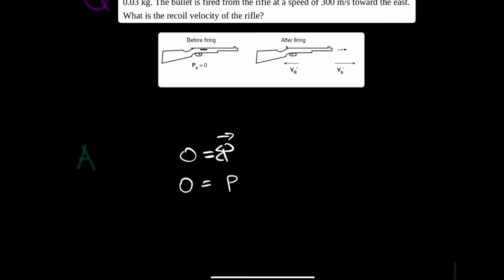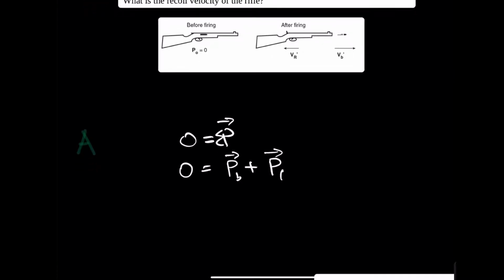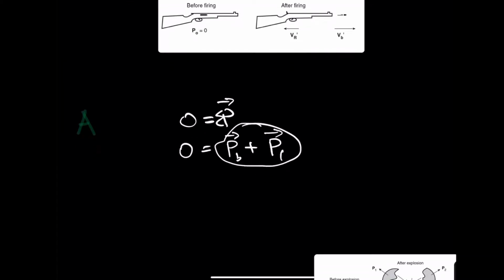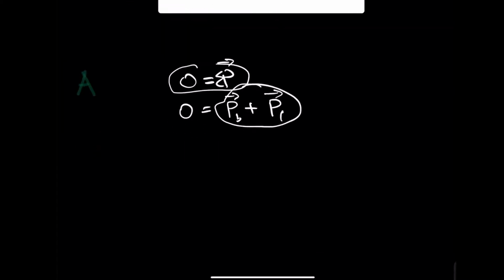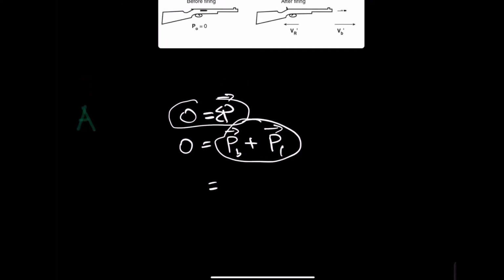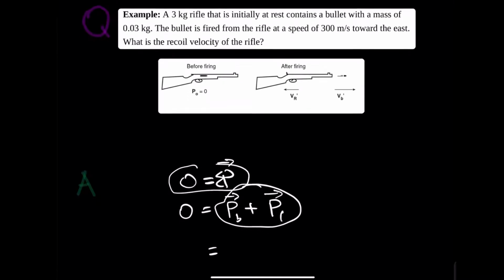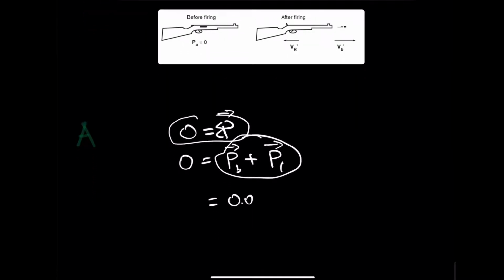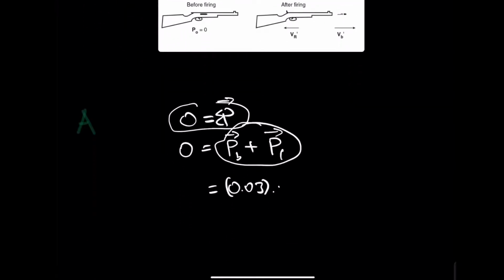The momentum of the bullet plus the momentum of the rifle, which is going to give us the recoil, is going to equal 0. The sum is going to equal 0 because that's what we had at the beginning. Now let's find the momentums. The momentum of the bullet is equal to the mass times the velocity of the bullet. The mass of the bullet is 0.03 kilograms, and the velocity of it is 300 meters per second.